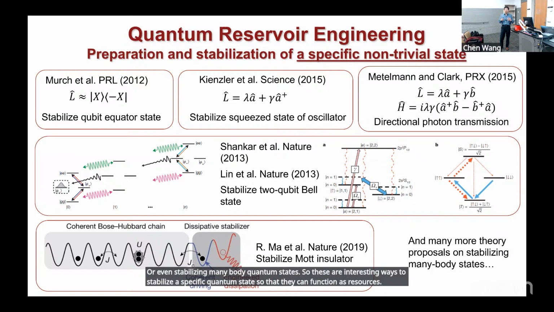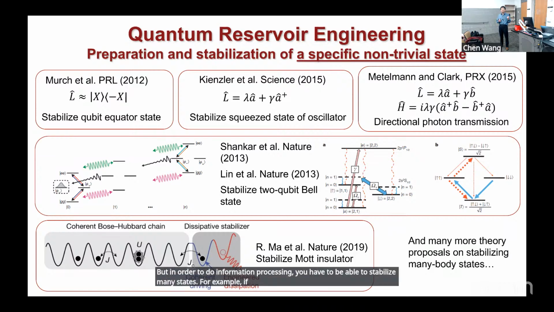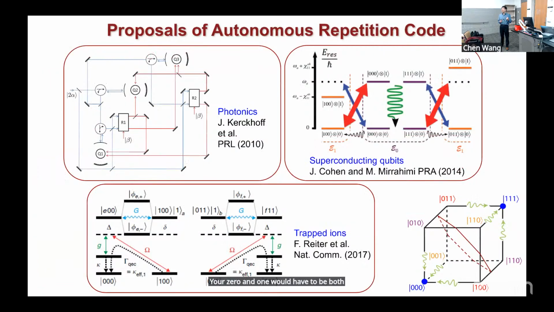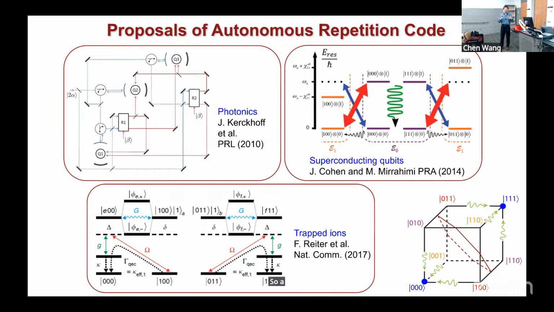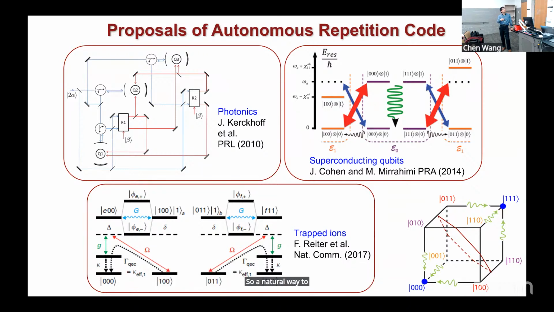But in order to do information processing, you have to be able to stabilize many states. For example, if you want to stabilize a qubit, your 0 and 1 would have to be both stable, as well as any kind of superposition of the quantum states that represent 0 and 1. So a natural extension from stabilizing interesting resource states would be to stabilize a manifold of states. A natural way to think about this is the bit flip code.